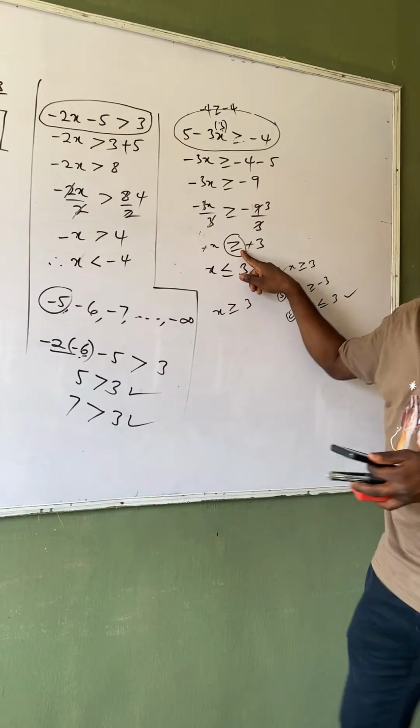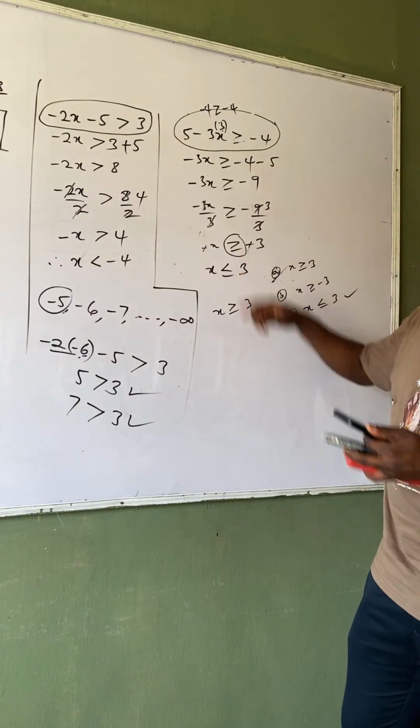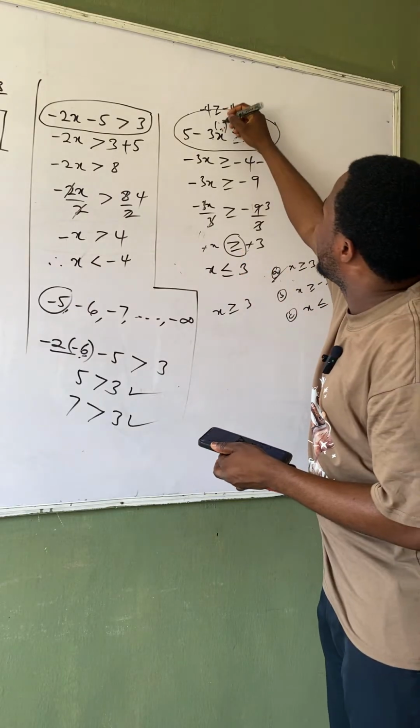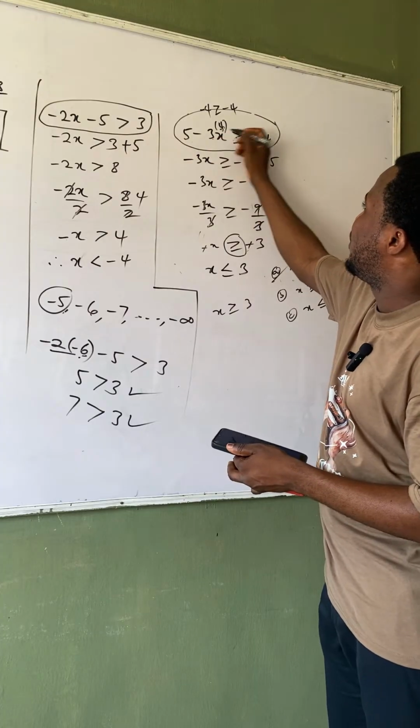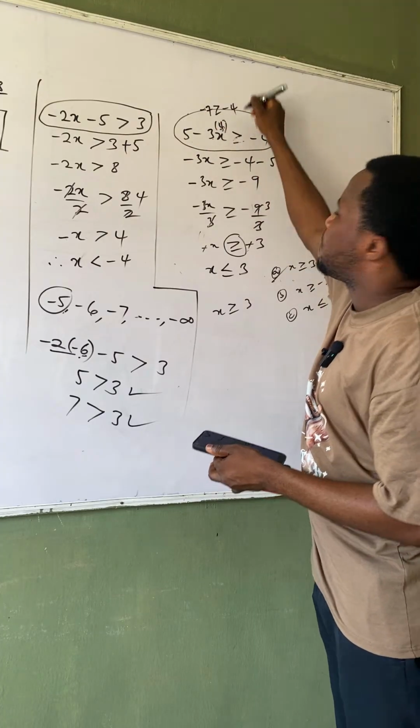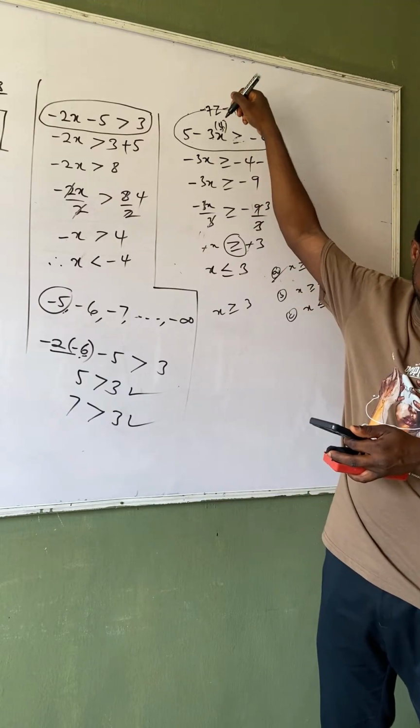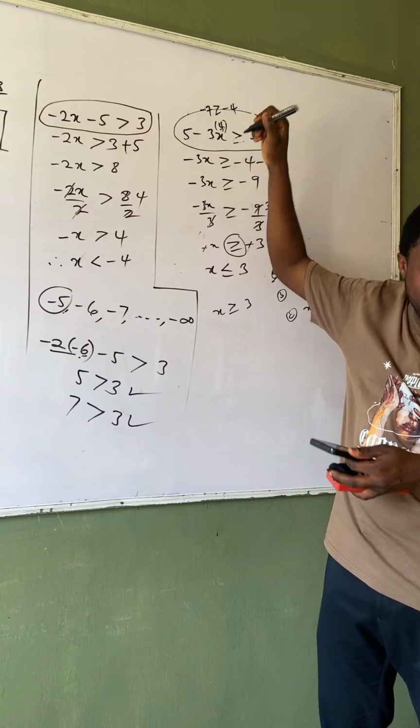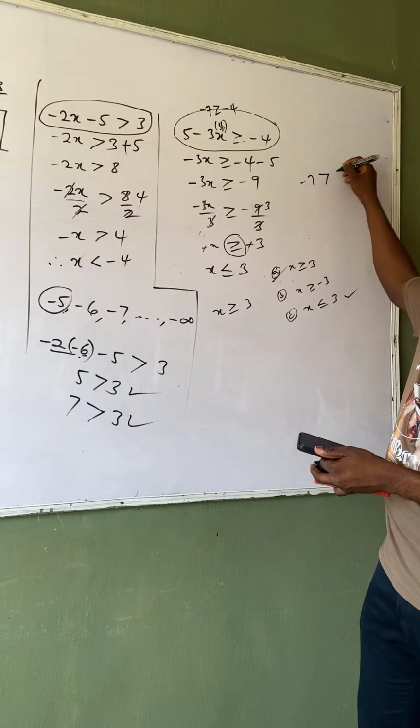Now let's go for 4. The rest can also be 4. So if I put 4 here, 3 times 4 is 12. 5 minus 12 is -7. Is -7 greater than or equals to -4? No. -7 is not greater than -4.